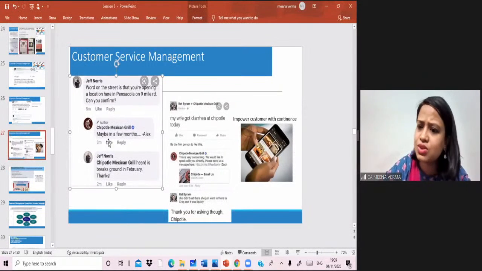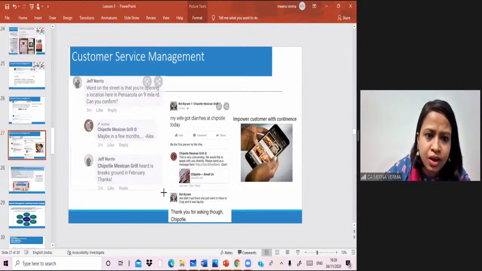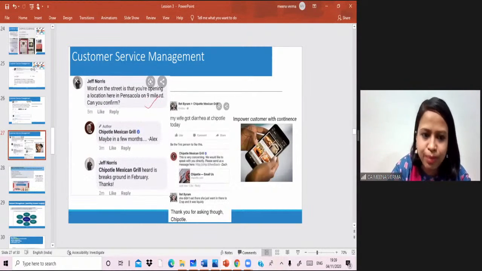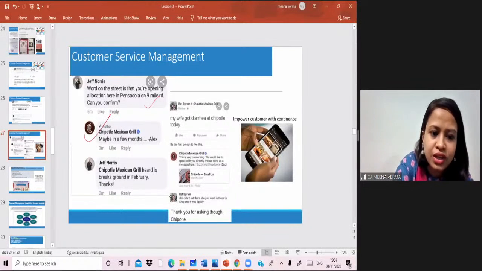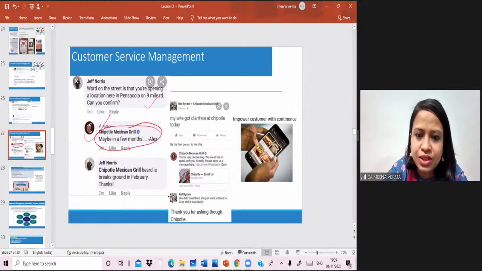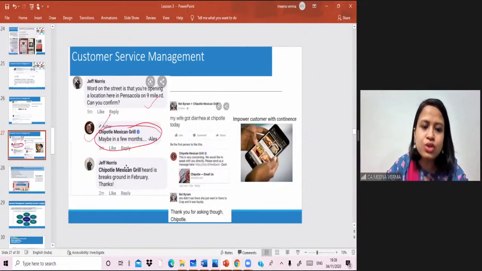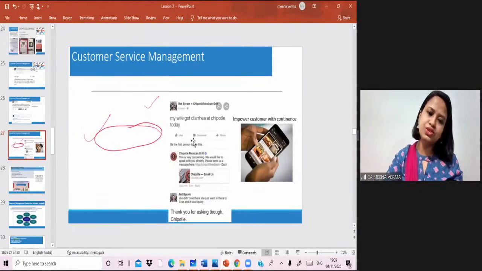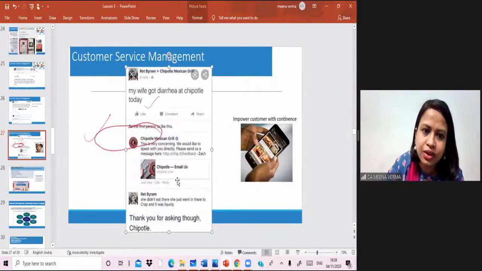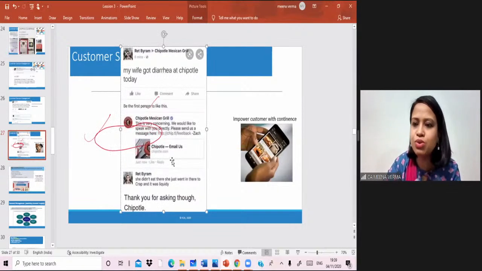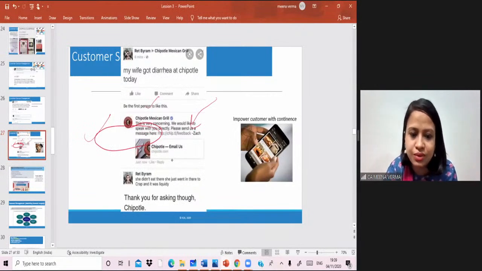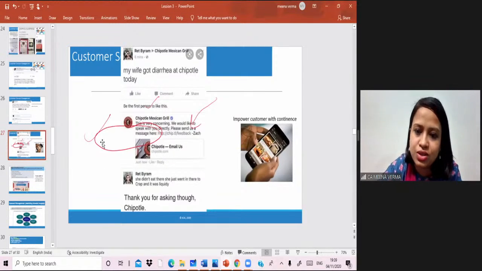Chipotle, a very famous US brand. A person who writes some comment on their page, Chipotle, they message them personally. So this is how they create personal relationship with their customer. One more example, Chipotle. They write some comment on Chipotle page and they are dealing with the customer problem personally. They try to deal with the problem of the customer personally.